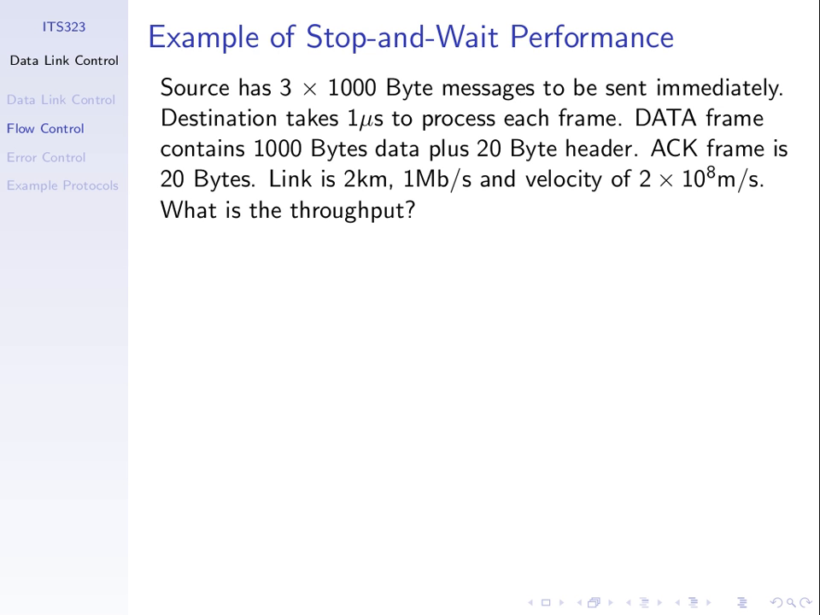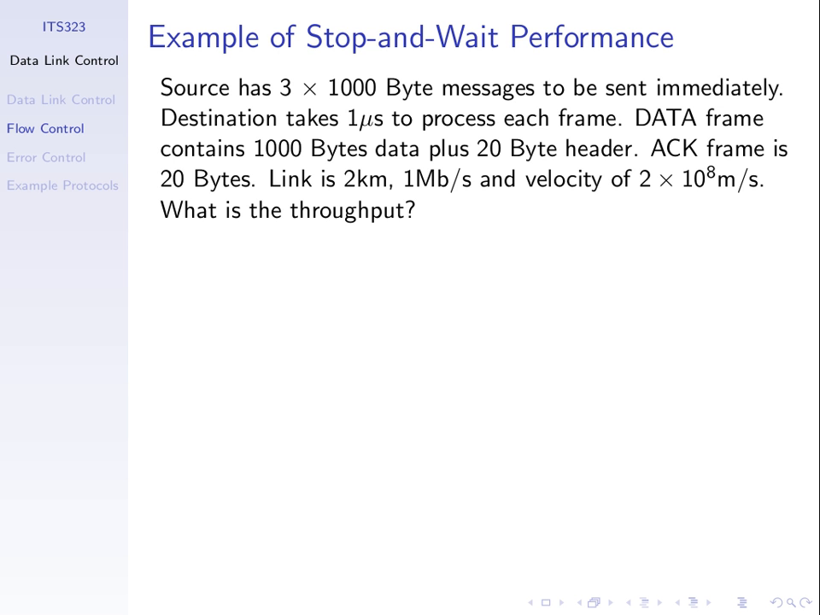We have a link which is 2 kilometers, and the speed of transmission of that link is 200 million meters per second. It's not the speed of light. It's not 300 million. Just to keep the calculation simple, it's 200 million. And the data rate of our link is 1 megabit per second. What is the throughput? If we use the stop and wait flow control protocol, what's the maximum throughput we can achieve?